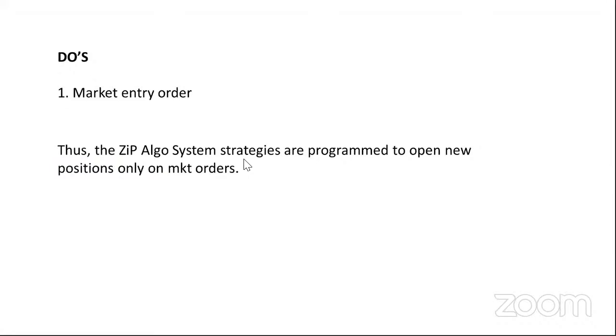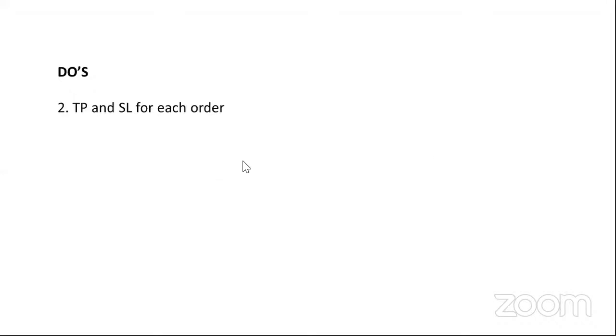Now the do's. Market order entry is the preferred way for multiple strategies running simultaneously. And thus the Zoom in Profit Algo System strategies are programmed to open new positions only on market orders. So if you have systems that open orders differently, you have to try probably for a week to see how that works out for you. But I definitely found that the market order entry caused the least possibilities of error when running multiple strategies.